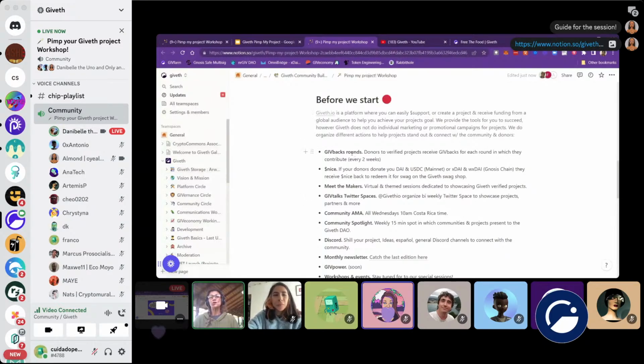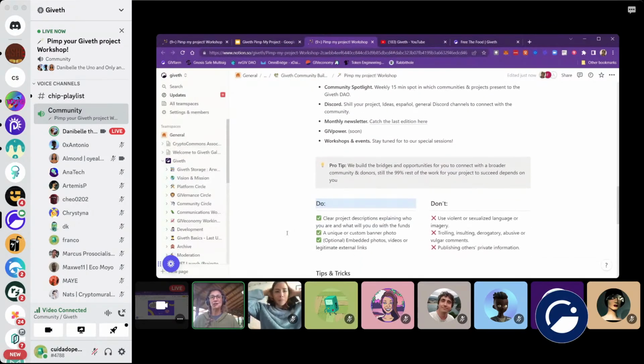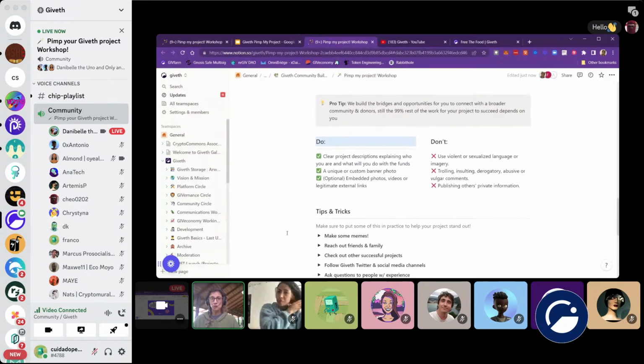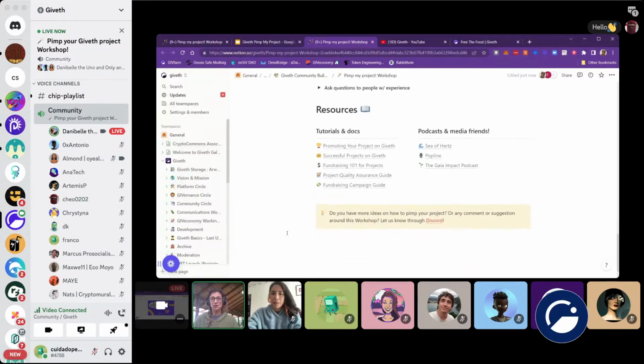We can reward your donors with various tokens. We can hold workshops like this and Meet the Maker roundtables. So many different resources are available here. I don't think I need to use your time now to go through all of these things, but there's lots and lots of resources available. One thing I do want to point out is we're a decentralized community, right? So that's you guys. We have a list of our own tutorials and documents that Giveth provides, and we've started a list of different podcasts and media friends that are out there.